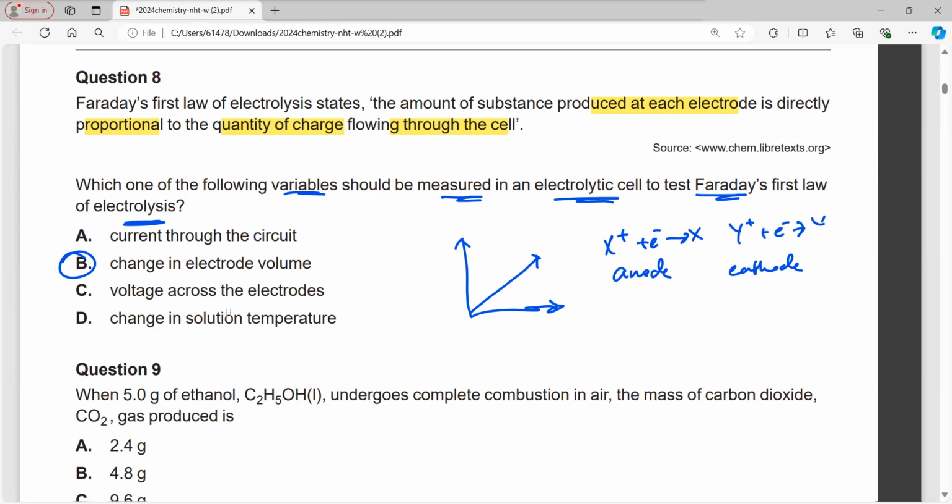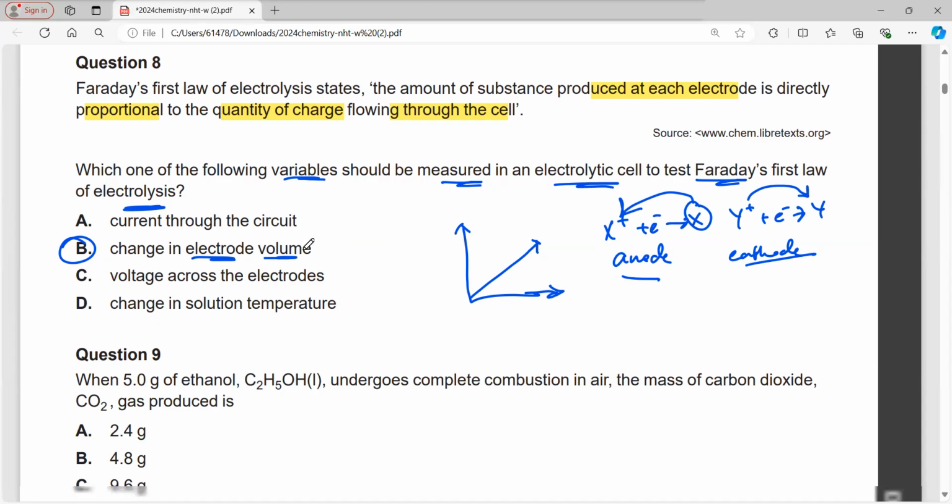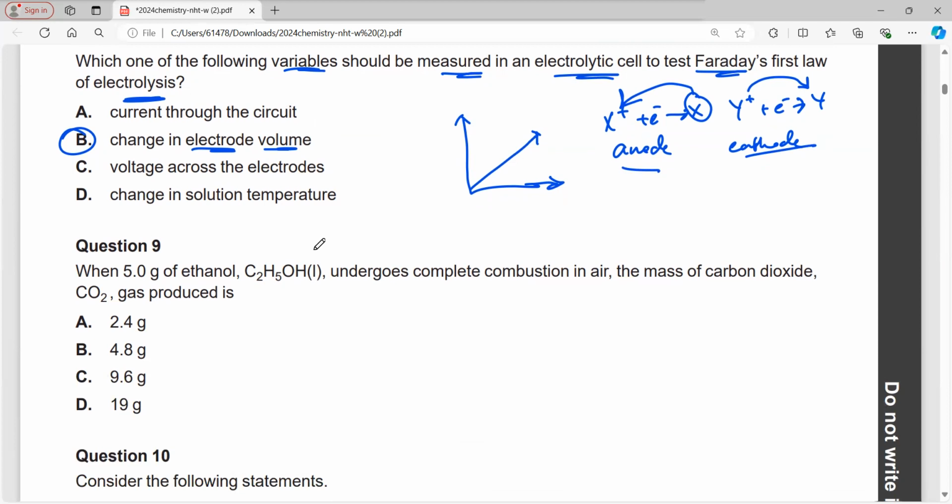So let's say, for example, we're dealing with these two equations. X is probably going to be converting into X plus, and then Y plus is being converted into Y, because obviously there's a reduction at the cathode and an oxidation at the anode. The amount of moles being lost at the anode should be proportional to the ones at the cathode, right? And because of that, the electron volume would be changed. So that is what we are basically testing. Hopefully that makes sense. It will be a change in electron volume.